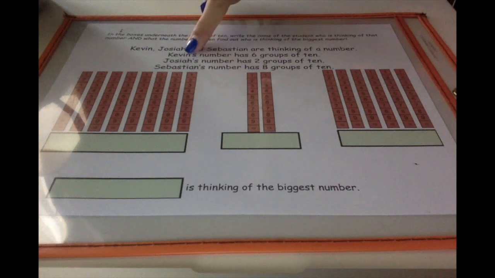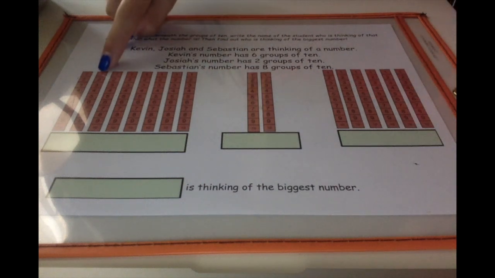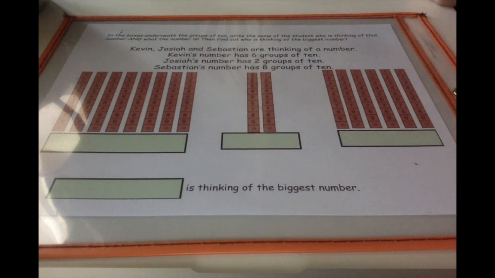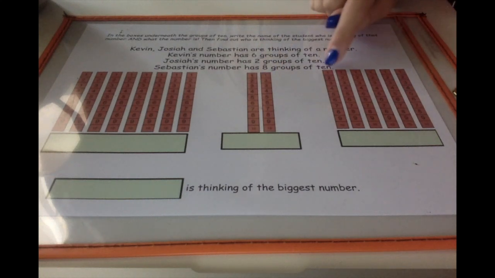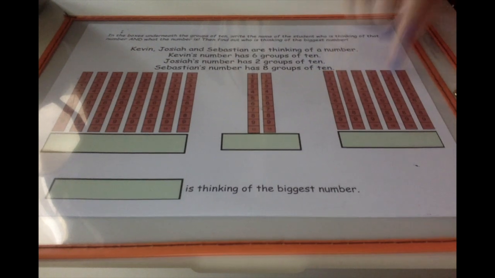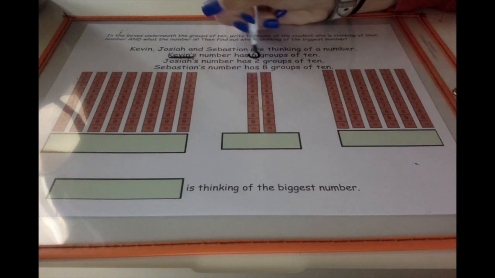So let's start with Kevin. Kevin's number has 6 groups of 10. So now we have to look at each group and see which one has 6. Let's try this first one. 1, 2, 3, 4, 5, 6, 7, 8. That doesn't have 6. What about this one? Does this have 6 groups? No, that has 2. What about this one? 1, 2, 3, 4, 5, 6. This one has 6. If I look back to the problem, Kevin's has 6 groups of 10.